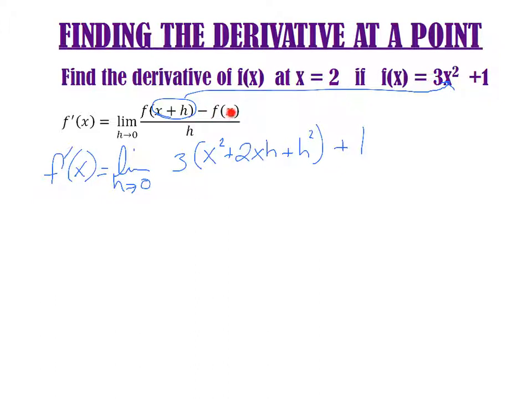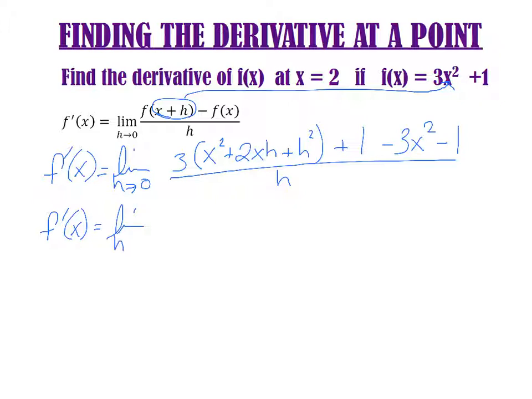Now I'm going to subtract the function, take this whole function and subtract it: minus 3x squared minus 1. This is all over h. Since it's a limit, my first thought is to go ahead and try direct substitution. It's not going to work. Let's clean this up and see if we can get that h to somehow cancel. Distribute your 3.